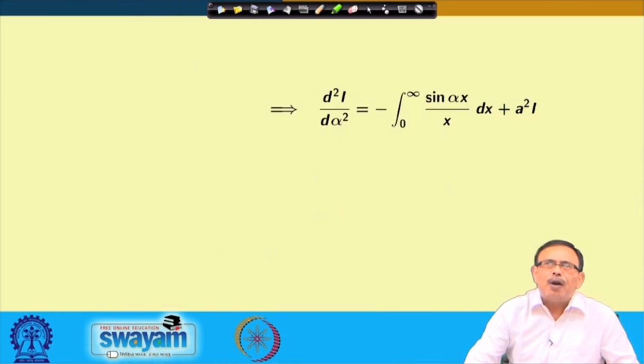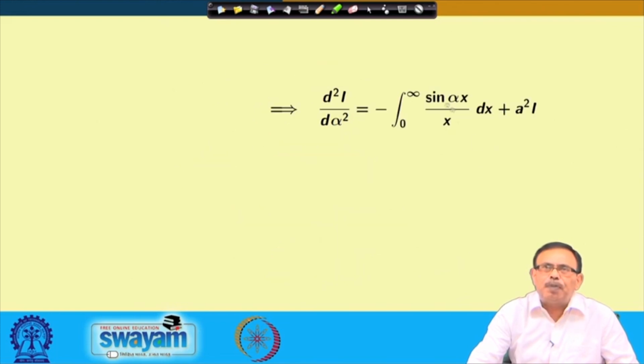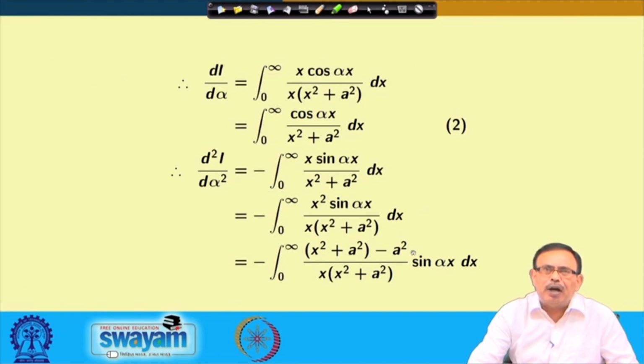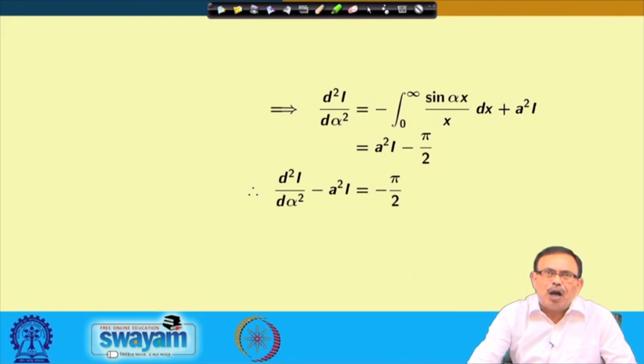Now, I will break it into two parts. One part is this x square plus a square by x square plus a square will be cancelled. So, that in one case there will be minus sin alpha x by x into dx. And the second part, minus a square by x into x square plus a square into sin alpha x dx, which is nothing but I from equation 1. So, you can just check it. So, this I can write down as minus 0 to infinity sin alpha x by x dx plus a square I, and this value of this given integral is known to us, that is pi by 2. So, that I will obtain a square I minus pi by 2. So, I am obtaining one second order differential equation of the form d square I by d alpha square minus a square I equals minus pi by 2.